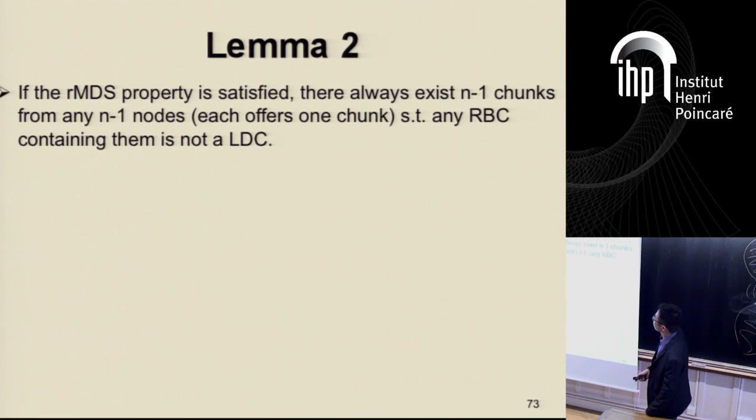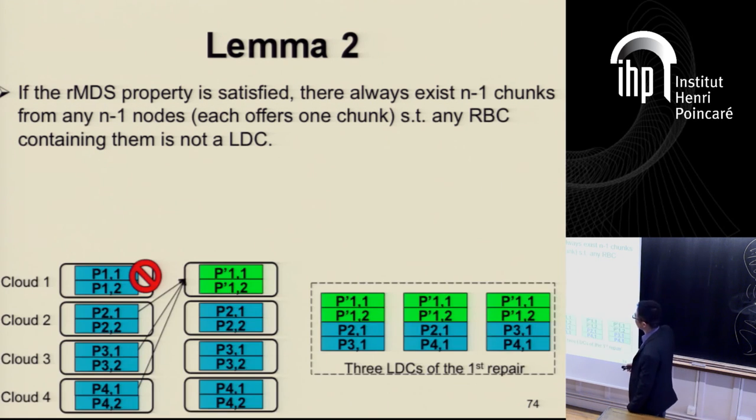And the second lemma is that if the RMDS property is satisfied, then there always exist N-1 chunks from any N-1 nodes, where each node offers one chunk, such that any RBC containing them is not an LDC. Let me use this scenario to explain it.